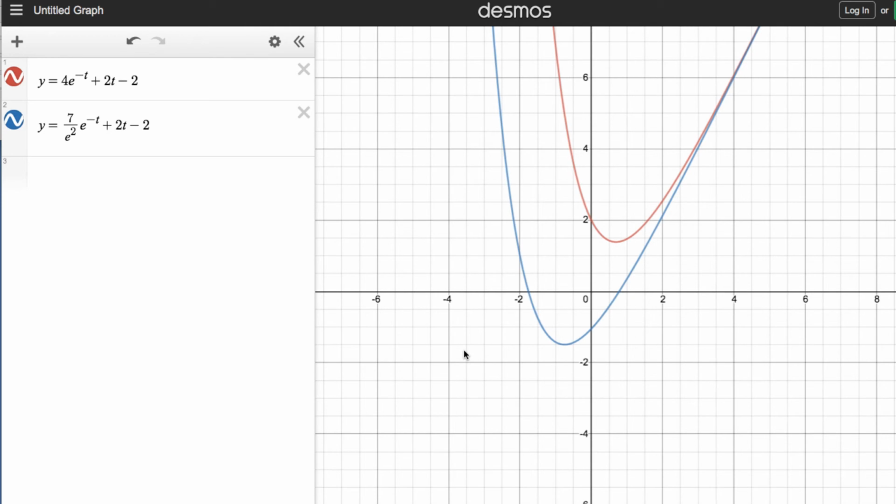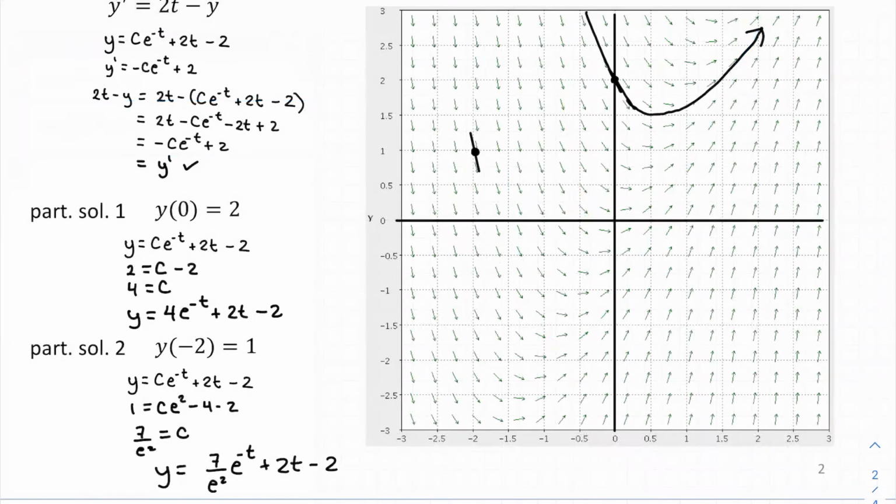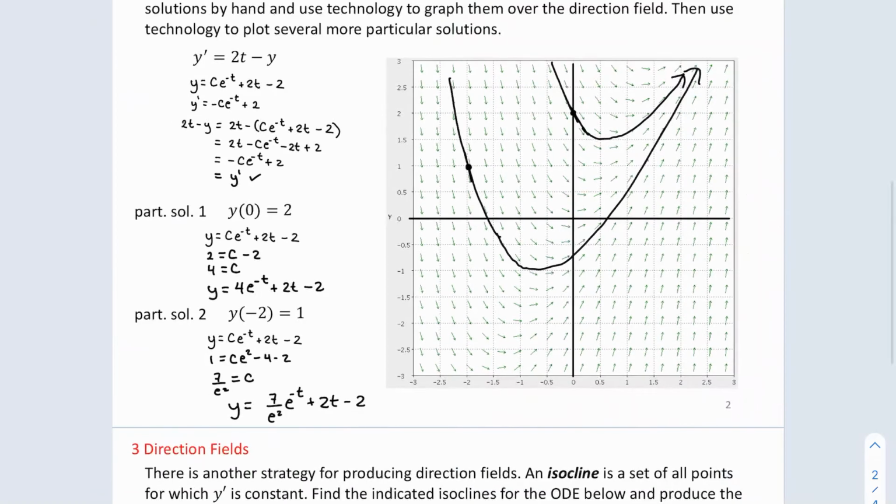I knew my other one was wrong because it didn't even go through the correct point right there, (-2, 1). We knew our solution had to pass through that point. This one dips below, and I won't do this entirely accurately, but it'll be good enough. So our solution comes down, it dips below the x-axis, just kind of follow the arrows, if you will. And it goes up like that. So there's our second particular solution.